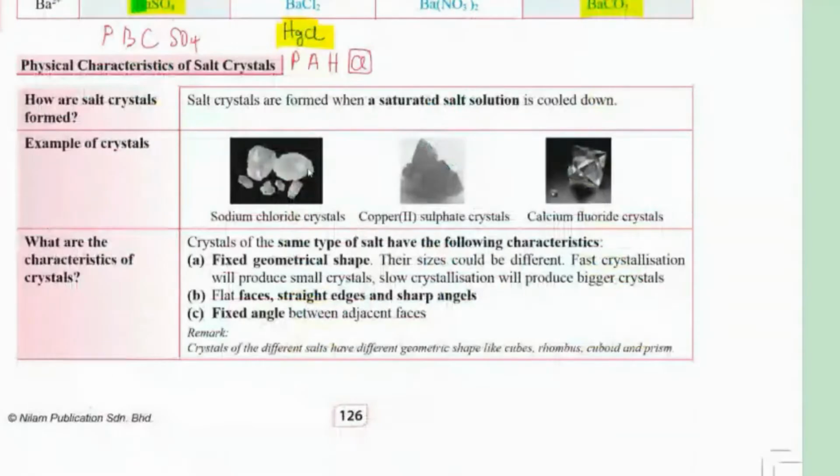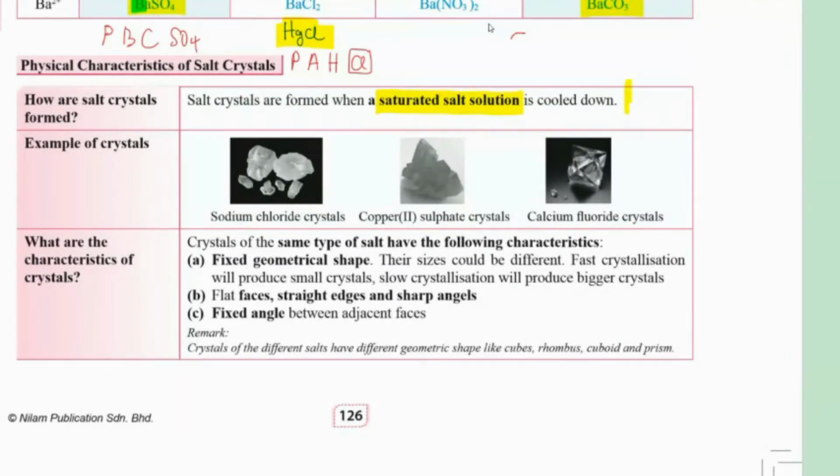Now we go to the physical characteristics. How are salt crystals formed? Salt crystals are formed when a saturated salt solution is cooled down. What is meant by saturated? Saturated salt solution, in BM, is larutan tepu. How do we get the saturated solution?